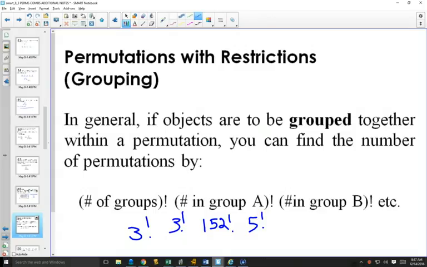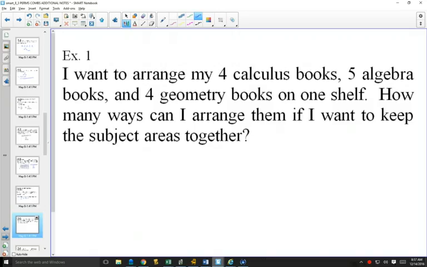But let's talk about a collection that's probably more likely. My math books. So I've got 4 calculus books. We're going to assume all the books are different. 5 algebra books and 4 geometry books. And I want to put them on one shelf, but I want to keep the calculus books together, my geometry books together, and my algebra books together.